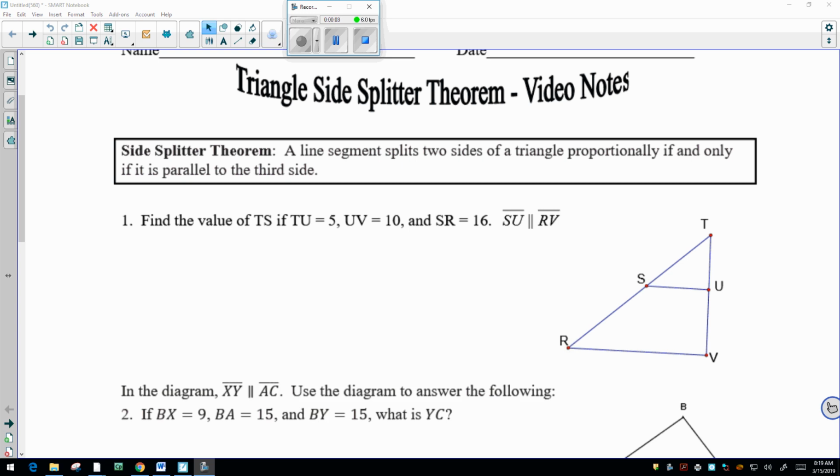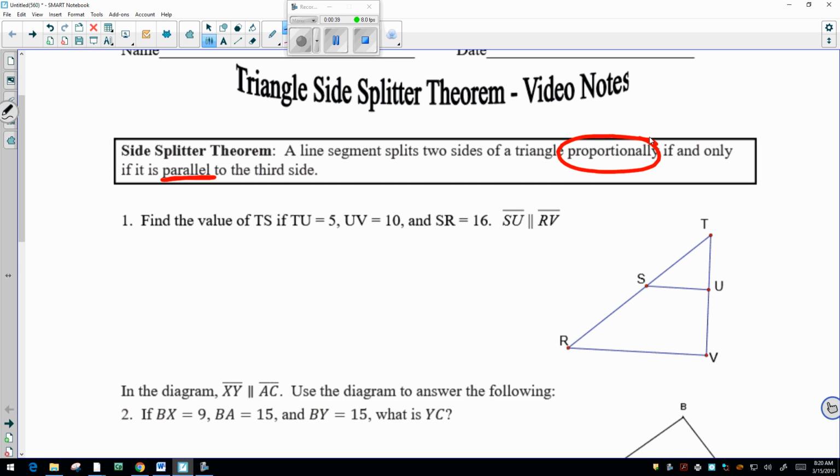So continuing in our topic, thinking and looking at similar triangles, we're going to take a look at what's called the triangle side splitter theorem. And the side splitter theorem just says if I have a line segment that splits two sides of a triangle proportionally, I think that's the key word there, and it's going to say if and only if it's parallel to the third side. So what that means is if I have a segment and I know it's parallel, it will split the two sides proportionally, and vice versa. If I know I have a side that splits two segments proportionally, well then it must be parallel.